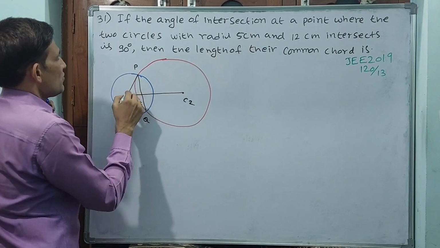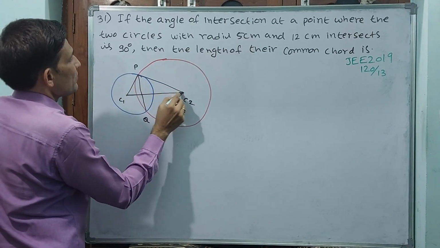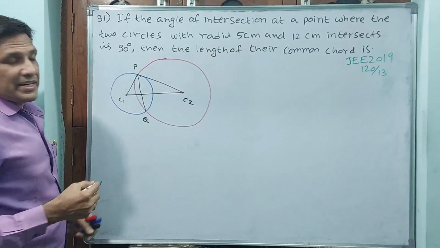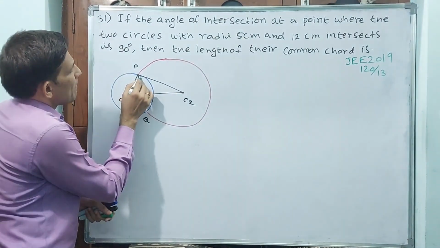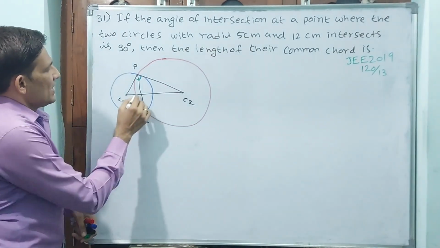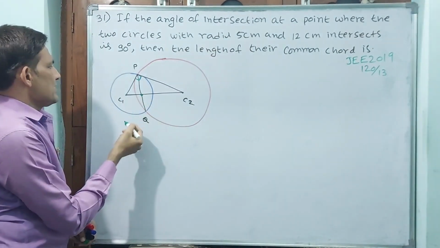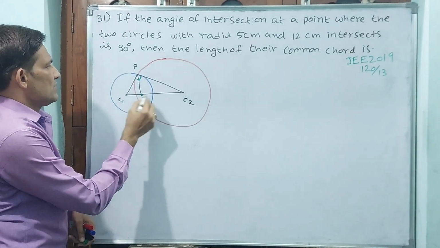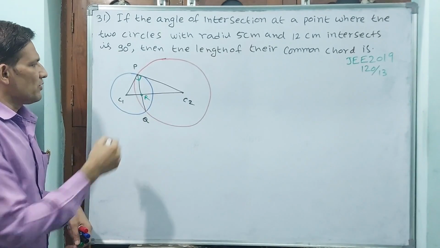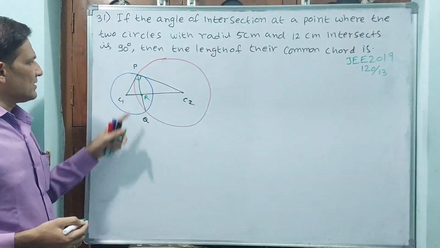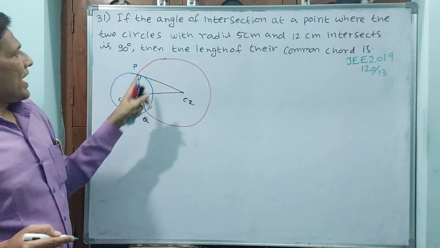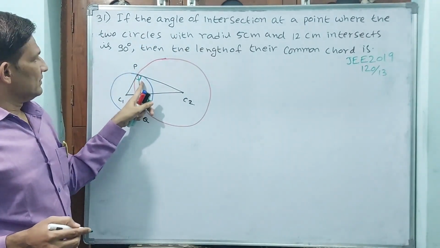See, C1 to P, P to C2, both are there. But here, what is this 90 degrees? This 90 degrees is perpendicular. And you can take any letters for the points, C1, C2, PQ, R. You take R, because PQ is already taken. C1, C2 are centers and R. Now, the angle of intersection is 90 degrees.